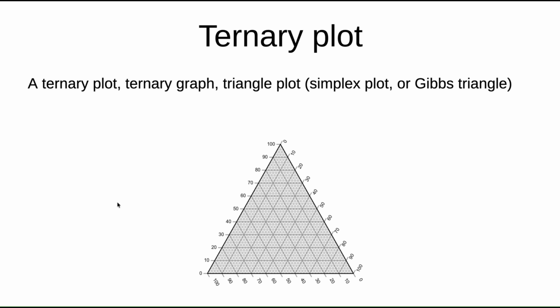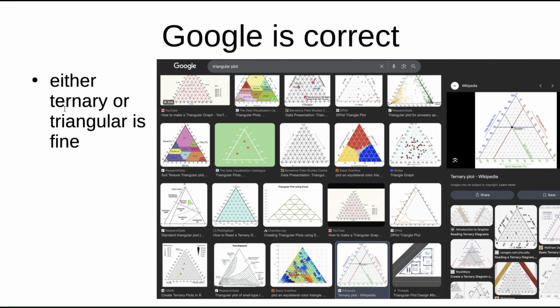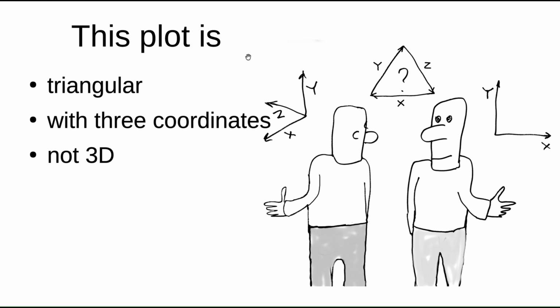Hi, in this video I will discuss peculiarities of a ternary plot. Sometimes it is called ternary graph or triangular plot. Not the same as simplex or Gibbs triangle, these are different things. If you ask Google for triangular or ternary plot, you will get a surprisingly uniform answer. But it is certainly a puzzle.